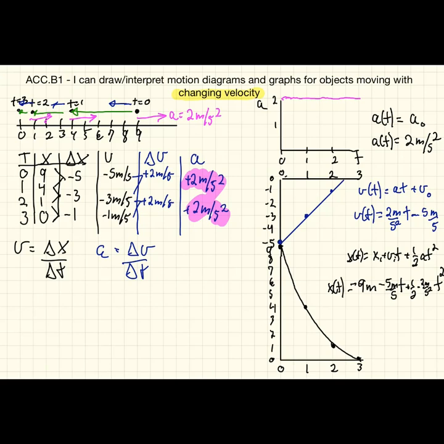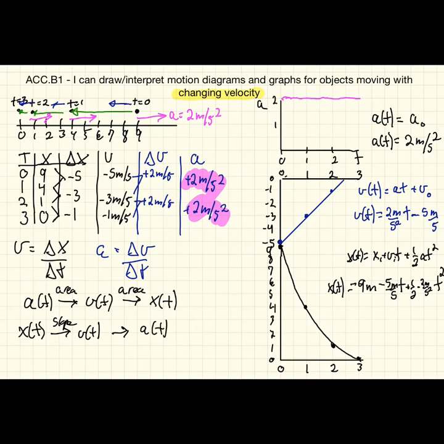Right? And let's remind ourselves how all of these graphs are connected. So to go from the acceleration versus time graph to the velocity versus time graph, we calculate the area under the curve. And then to go from velocity versus time to position, you calculate that area again. But if I want to go the other direction, if I start at position versus time and I want to get velocity versus time, I calculate the slope. And if I want to go from velocity versus time to acceleration versus time, I calculate the slope again.